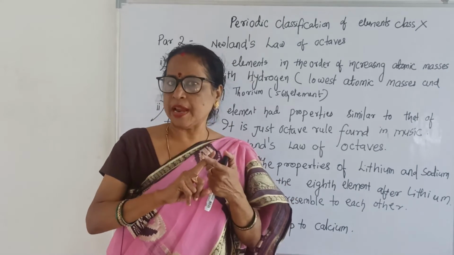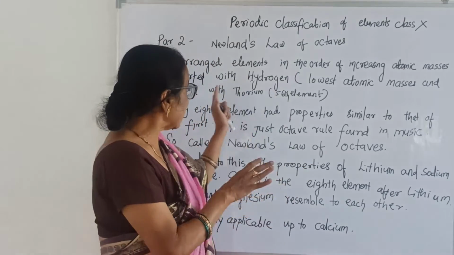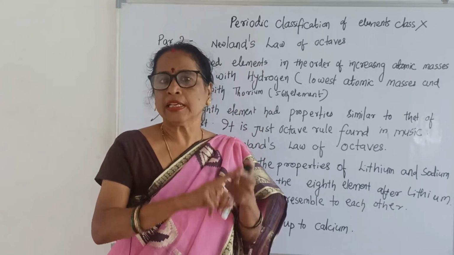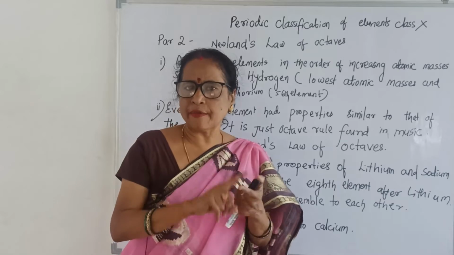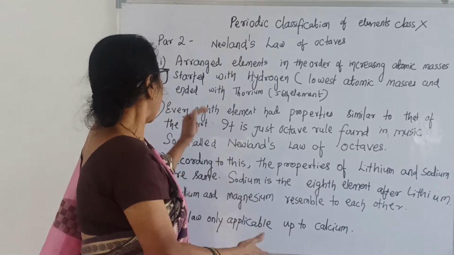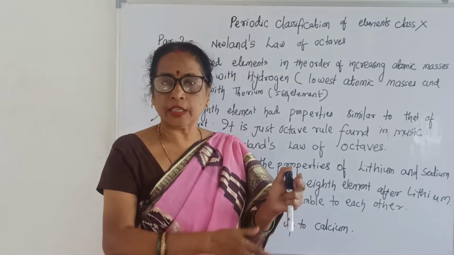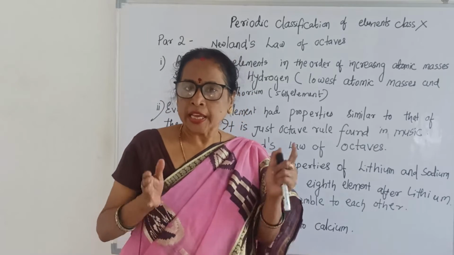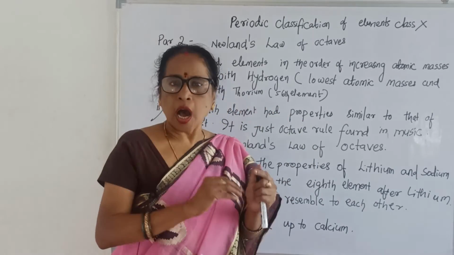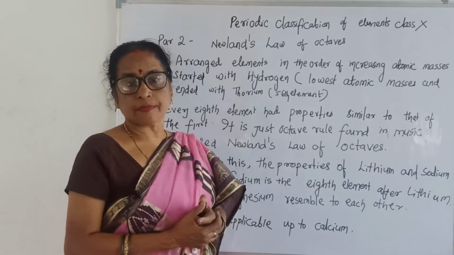Hydrogen is the first element in the periodic table, at that time also and now also. He observed it has the lowest atomic mass. Which one is the first element? That is hydrogen. Hydrogen has the lowest atomic mass, and it is the first element in the periodic table, and it ended with thorium. That means it started with hydrogen and ended with thorium. He found these are the elements from hydrogen to thorium, and that is the main important characteristic of the law of octaves.